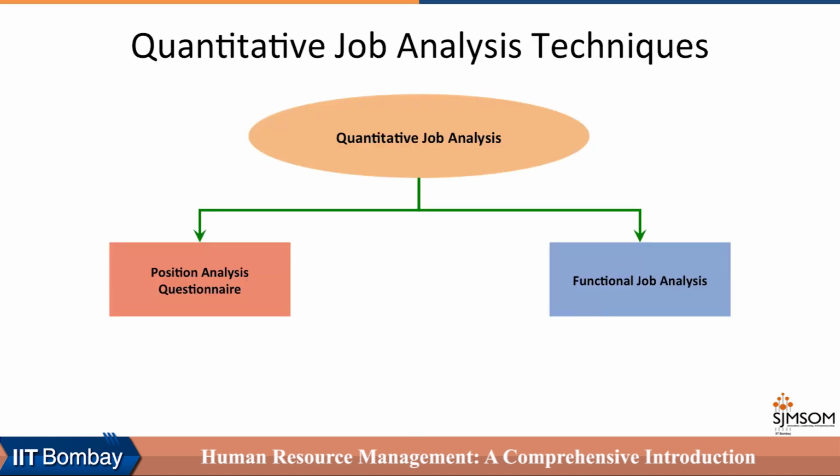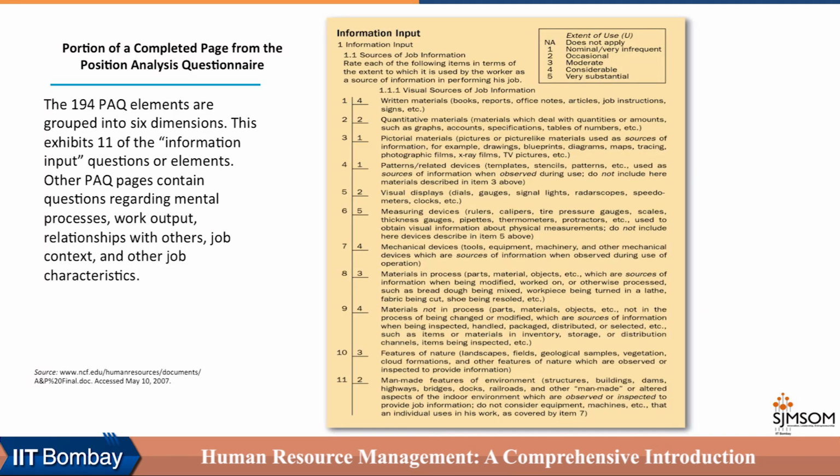There are some quantitative job analysis methods as well. We will look at these two: position analysis questionnaire and functional job analysis. This is one example given in the book of Dessler and Biju, Human Resource Management, by Pearson Publication, where the position analysis questionnaire is reflected. It has 6 dimensions, and this exhibits 11 of the information input questions or elements. The position analysis questionnaire also contains questions regarding mental processes, work output, job context, etc.